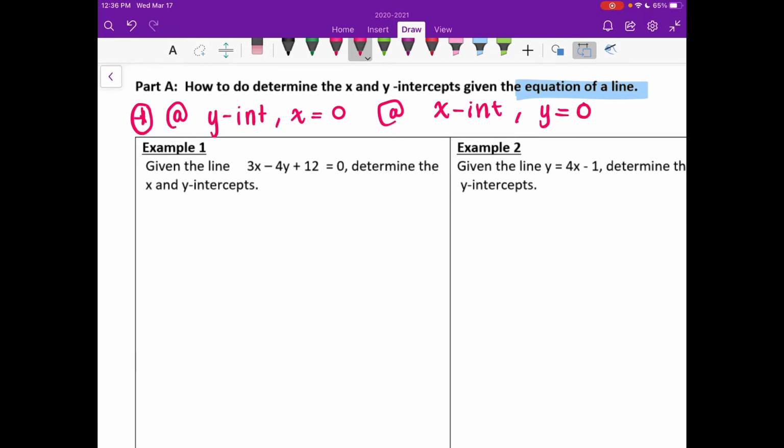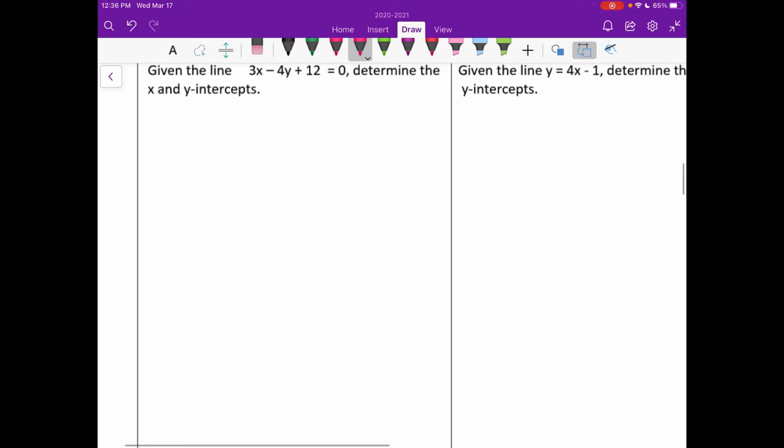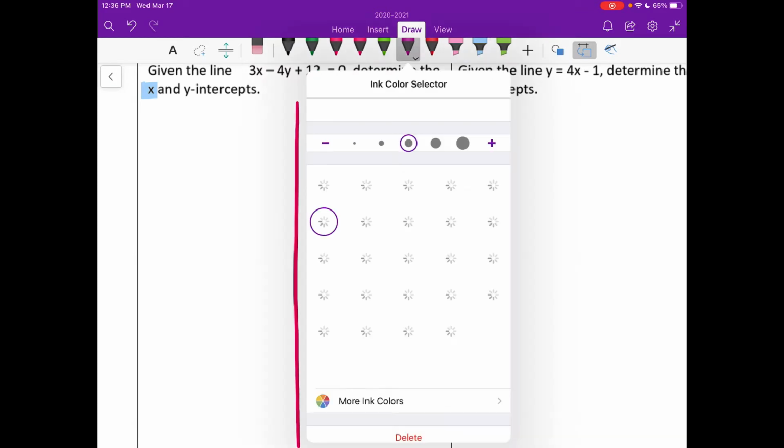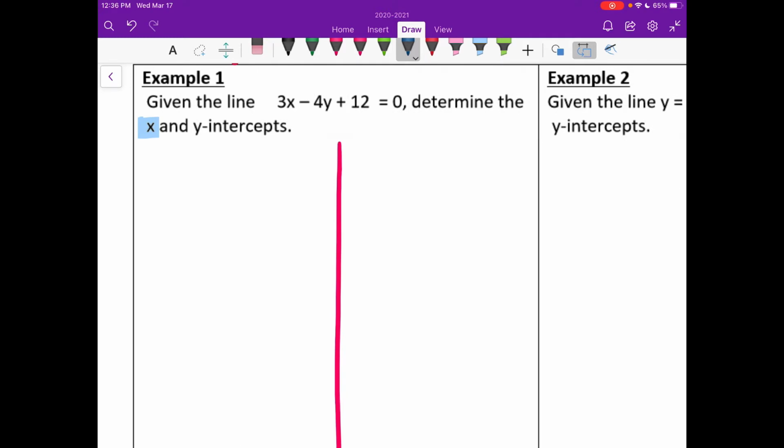So let's determine the x and y intercepts here. So let's start off with trying to find the x-intercepts. So I'm just going to split these up a little bit so that I have different things to work with. I'm just going to change the color of my pen to blue. Right? So we have 3x minus 4y plus 12 here. We know that at our x-intercept, which is going to be indicated by this blue, y is equal to 0.